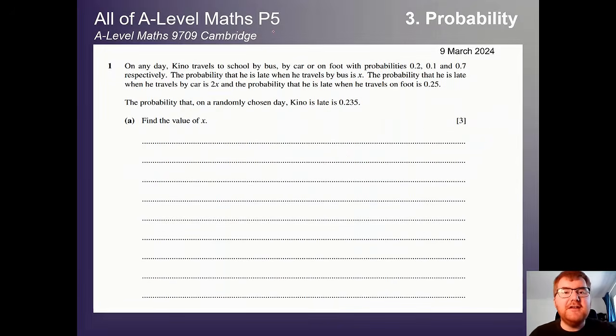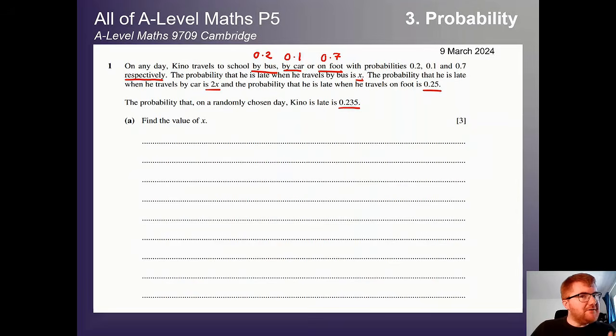So on any day, Kino travels to school by bus, by car, or on foot with the probabilities of 0.2, 0.1, and 0.7 respectively. What that means, that word respectively, is the first probability for bus is 0.2, the next one by car is 0.1, and foot is 0.7. Now the probability that he is late when he travels by bus is x, when he's late when he travels by car is 2x, and the probability late when travelling on foot is 0.25, and the probability on a randomly chosen day Kino is late is 0.235. Find the value of x.